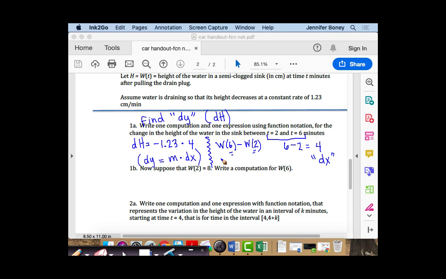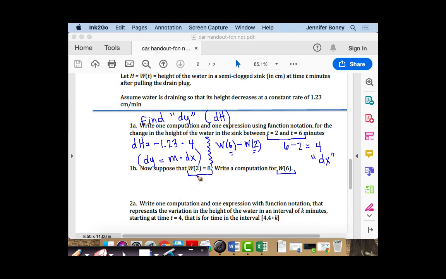So now suppose W of 2 equals 8. What is that a value of? W of 2 equals 8. Those are values of height, right? So that's a dependent variable value. And as related to part A here, W of 2, that's at the beginning of the interval. So this is a dependent variable value at the beginning of something that we're talking about here. This question, part B, asks to write a computation for W of 6, a dependent variable value at the end of the same time interval.